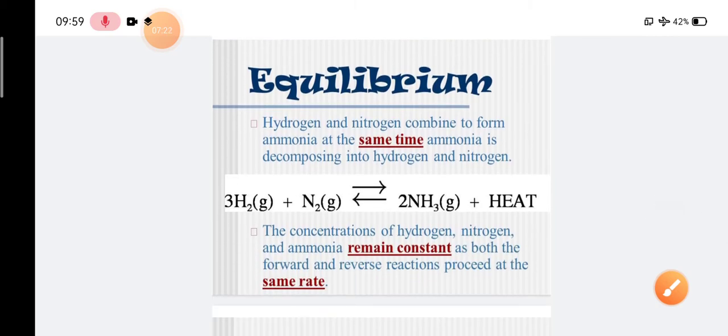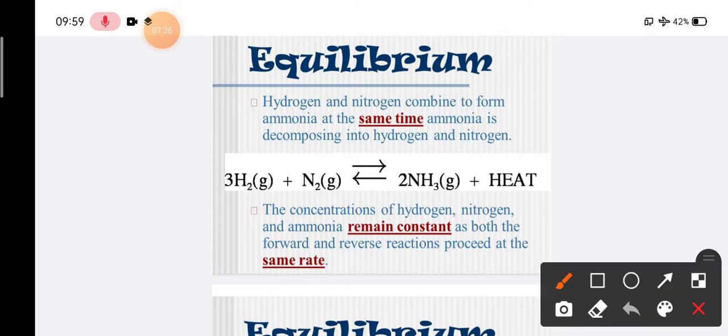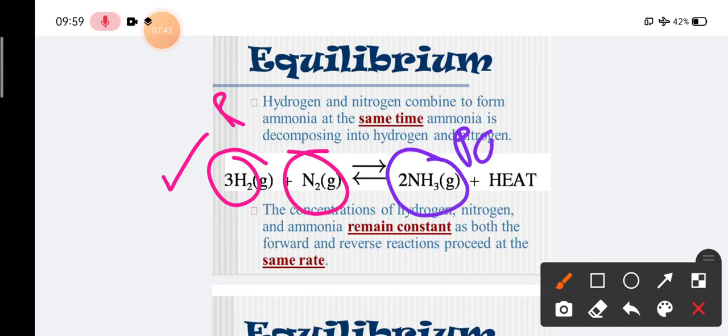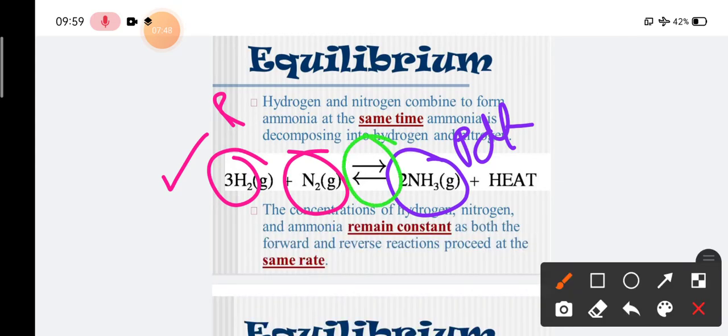Okay, so let's see an example, the reaction of the Haber process: 3H2 plus N2 gives us 2NH3 plus heat. Here you can see these are the reactants, and this is converted to product, NH3 is the product. This sign is the equilibrium sign. That means the reactants H2 and N2 react with each other and form NH3.